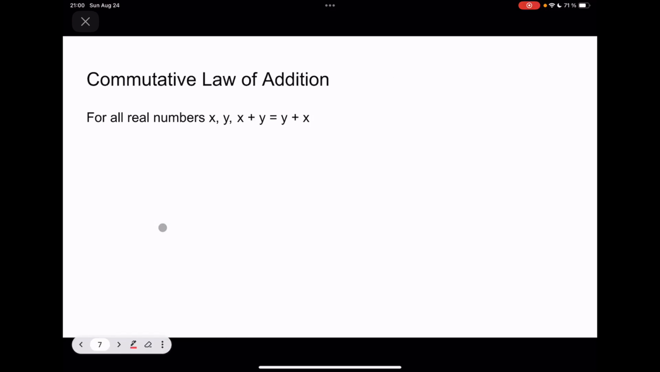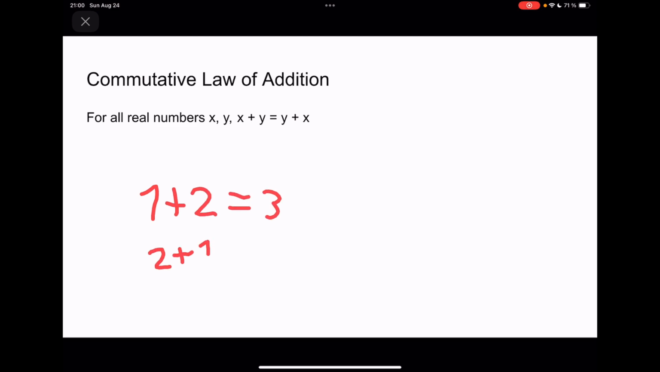This law states that for all real numbers x and y, x plus y equals y plus x. So if x is 1 and y is 2, 1 plus 2 equals 3, and then 2 plus 1 also equals 3. So that checks out. That makes sense.